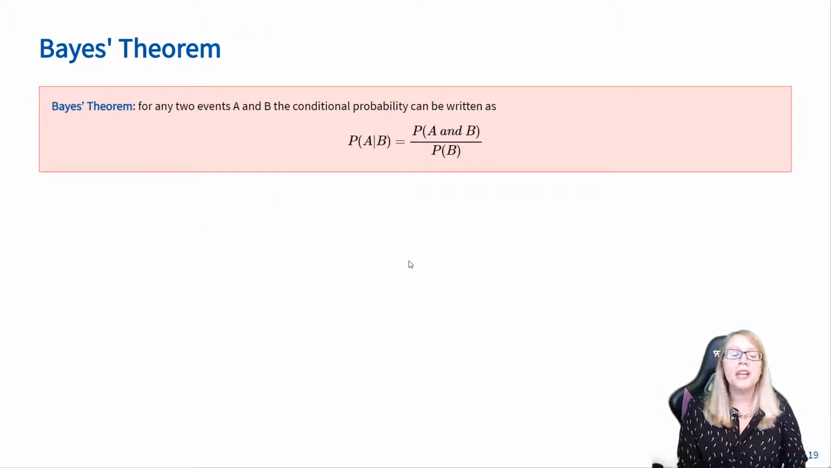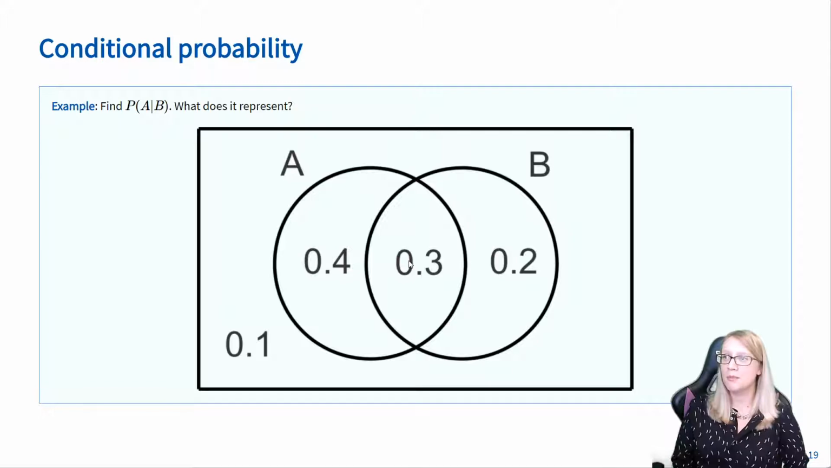We can find conditional probabilities through applying a result called Bayes' theorem. Bayes' theorem states the following. For any two events A and B, the conditional probability can be written in the following way. The probability of A given B is the probability of A and B divided by the probability of B.